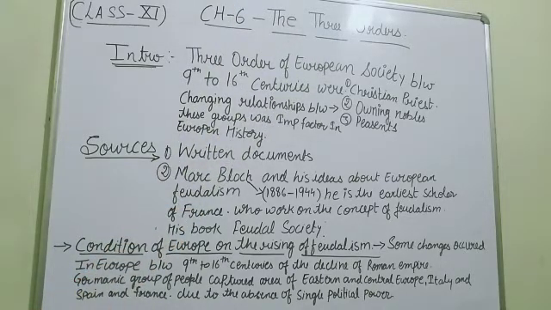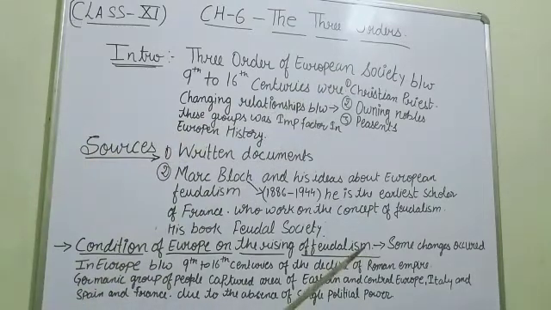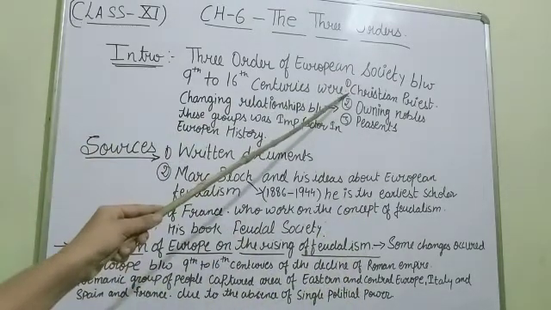Okay. So firstly, I would like to introduce this chapter. What are the three orders? Okay, students. So basically, three orders means the European society. The European society is divided into three parts. What were the three parts?